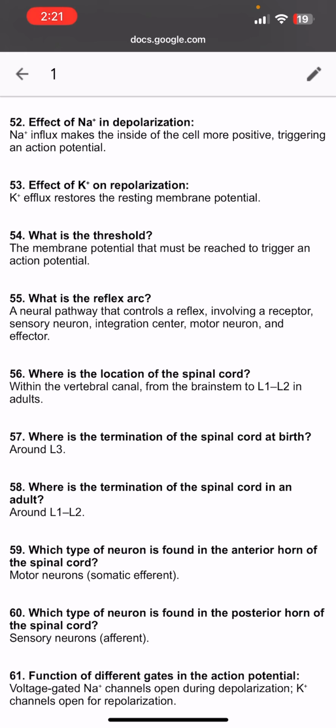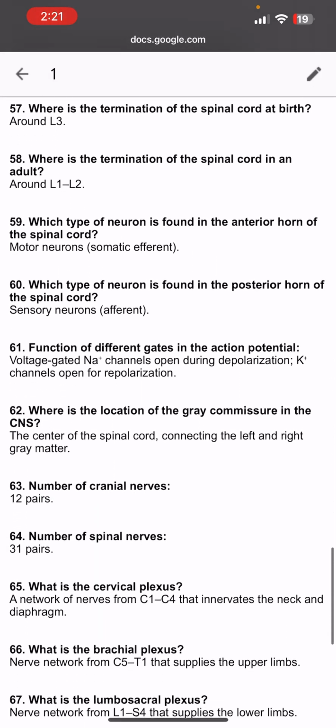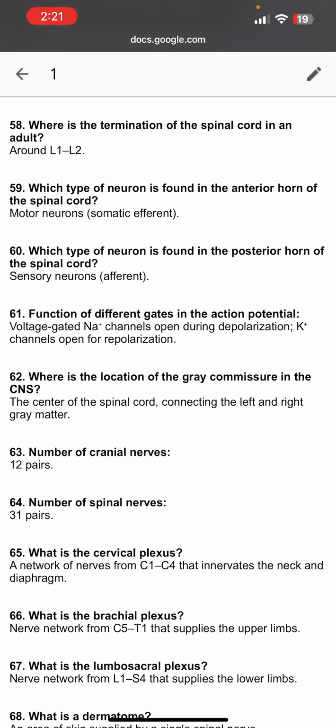Where is the location of the spinal cord? In the vertebral canal from the brainstem to L1, L2 in adults. Where is the termination of the spinal cord at birth? Around L3. Where is the termination of the spinal cord in an adult? L1, L2. Which type of neuron is found in the anterior horn of the spinal cord? Motor neurons, somatic efferent. Which type of neuron is found in the posterior horn? Sensory neurons, afferent.